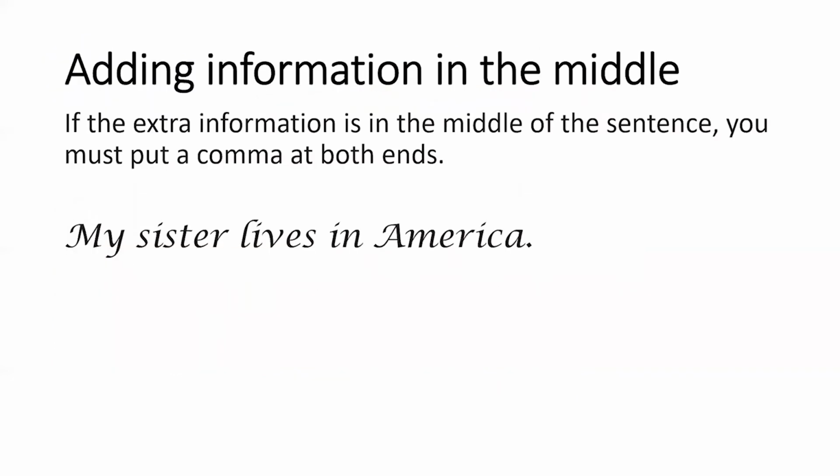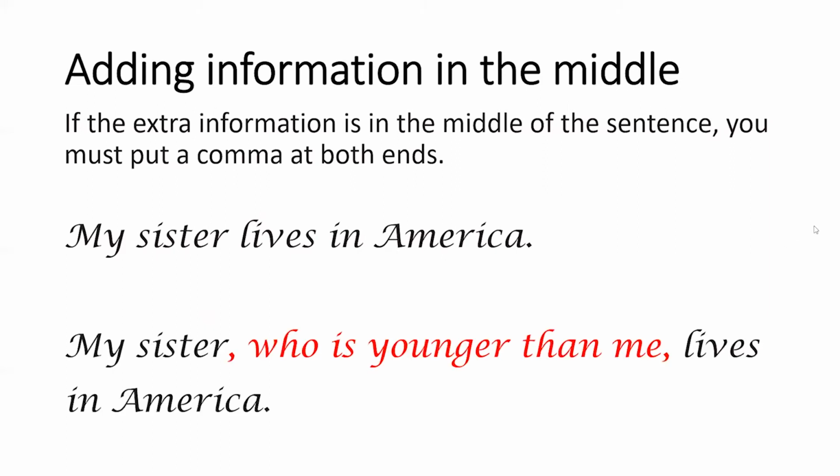The next use of a comma is when we add information into the middle of a sentence. If the information drops into the middle, we need commas on either side of the extra information. So you'll see here, we've got a full sentence. My sister lives in America. It makes sense on its own, absolutely fine. But let's drop some information in and see what happens. So my sister, who is younger than me, lives in America.